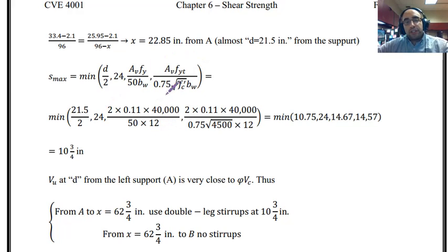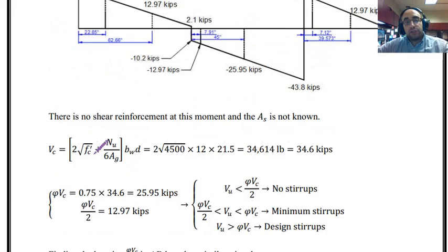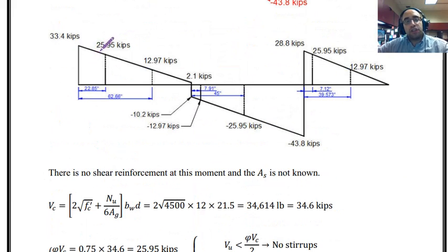And then the other equation that we have: Av fyt, the area of shear reinforcement and yield strength of shear reinforcement, and then we have 0.75 square root of f'c bw. Calculating these values, you can see the result of these ratios, and the minimum of these values is equal to 10.75, right? So the maximum spacing that we can have between these stirrups is equal to 10 3/4 of an inch.